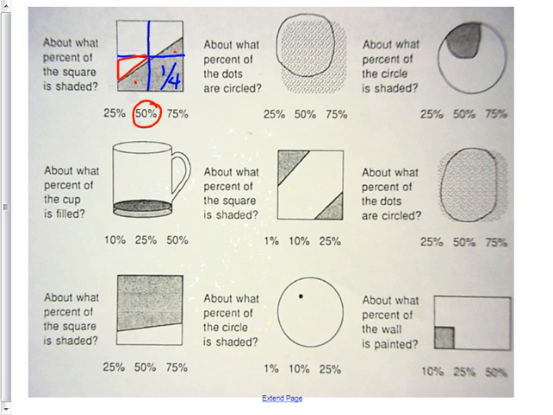The next one, about what percent of the dots are circled. Now this one could be a little tricky if you don't read it carefully. It does not say what percent of the circle is filled. It says what percent of the dots are circled. So what it's really saying is these are the dots that are circled, and these are the dots that are not circled.